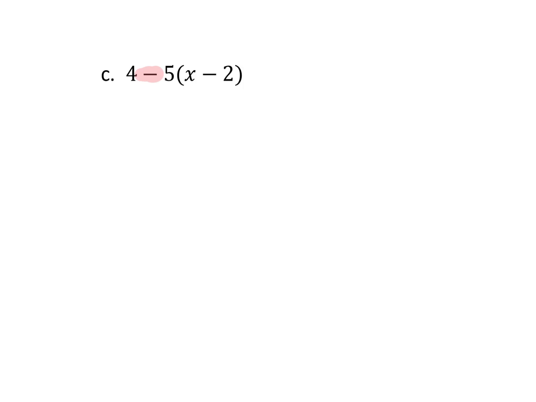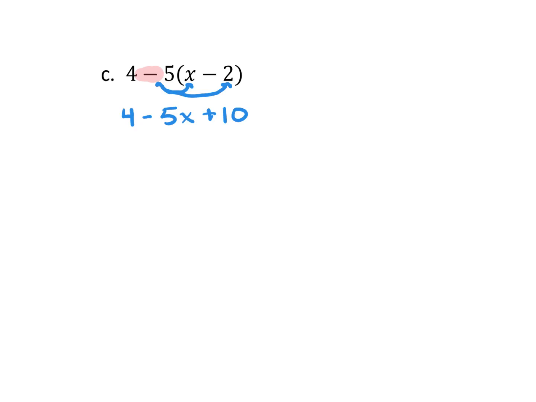And so I'm just going to bring down my 4 for now. It does not have to distribute to anything because it's separate from the parentheses. If we distribute, we get negative 5 times x is minus 5x. And if we distribute negative 5 to negative 2, this becomes plus 10 because we have two negatives.